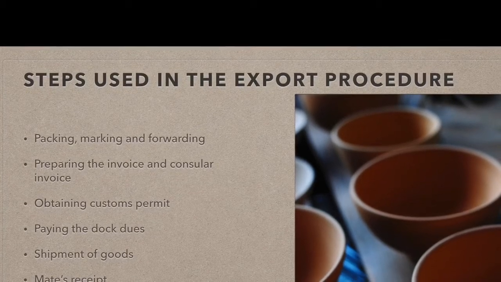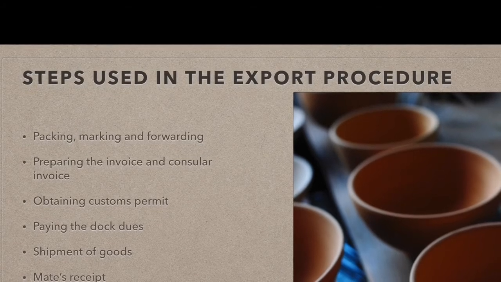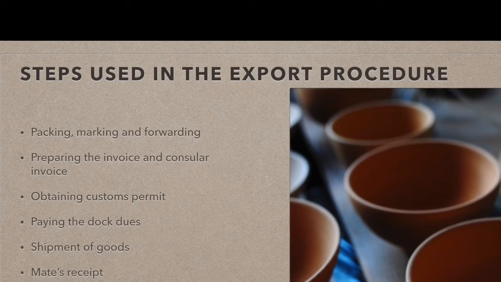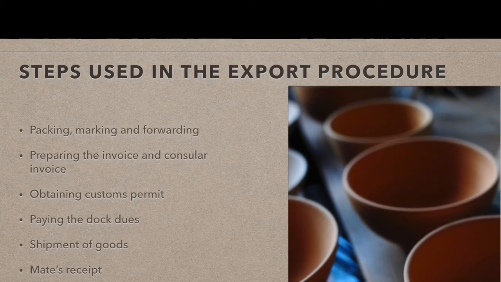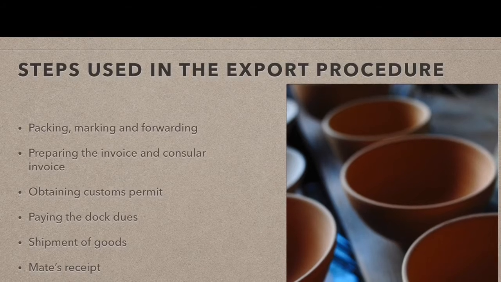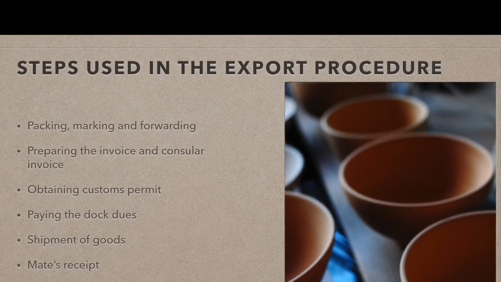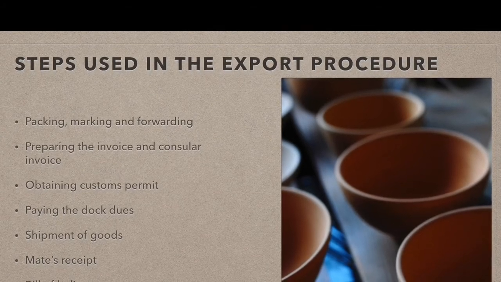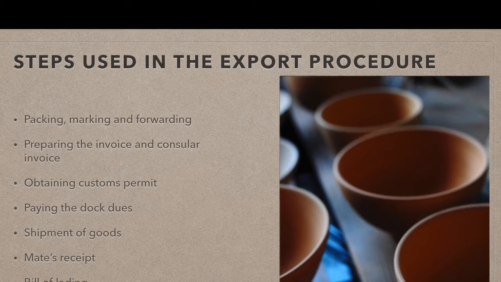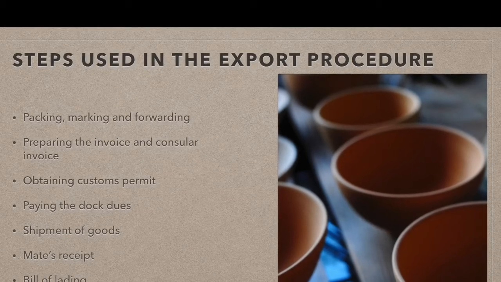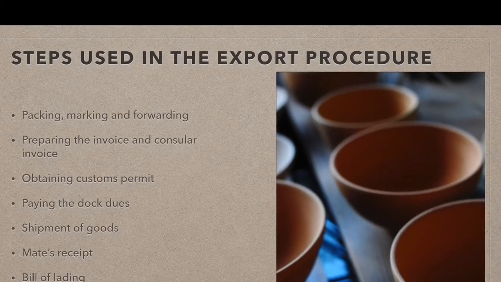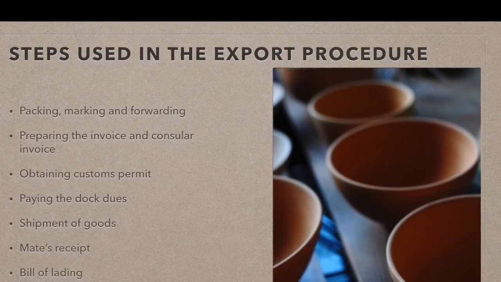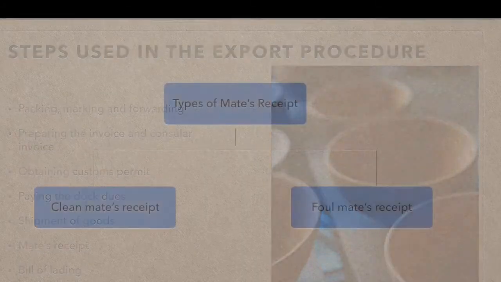The next step is to receive mate's receipt. After the goods have been loaded, the captain of the ship or his mate, which is his assistant, will issue a receipt known as mate's receipt. This particular receipt contains particulars like quantity of goods, number of packages, condition of packing, etc. If the mate is satisfied about the condition of packing, he gives a receipt without any remark. Such a receipt is called a clean receipt.